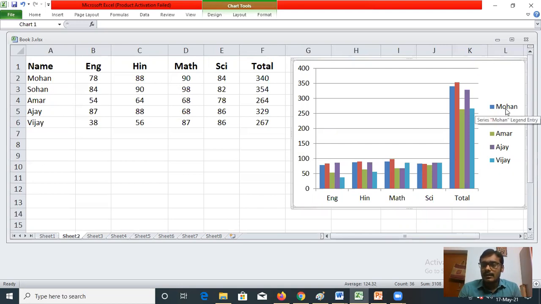You can see student Mohan is denoted with blue color. Student Sohan is denoted with red color. Amar is denoted with green color. Ajay with purple color and Vijay with sky color. And these are the marks of English. This is the marks of Hindi. These are the marks of Maths and these are the marks of Science. And these are the totals of all the marks.